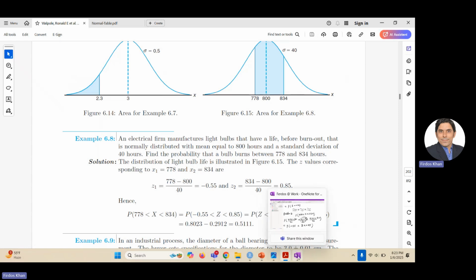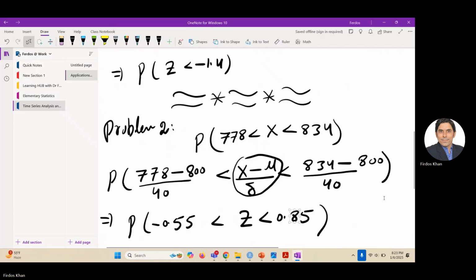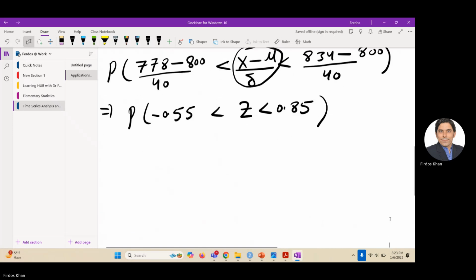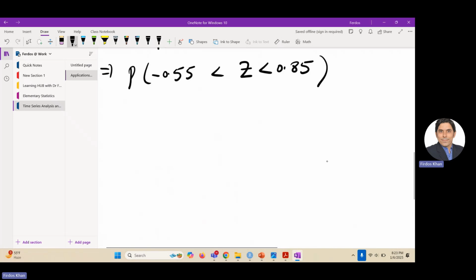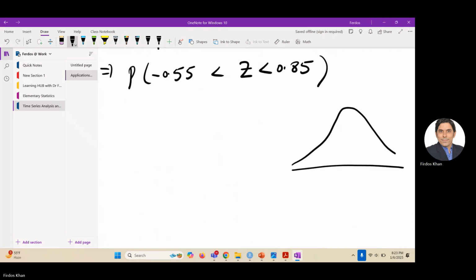We can draw this on the side, like here. You can draw this as 0. Mean value is 0. And this value is minus 0.55, and this value is 0.85. And you need this probability.